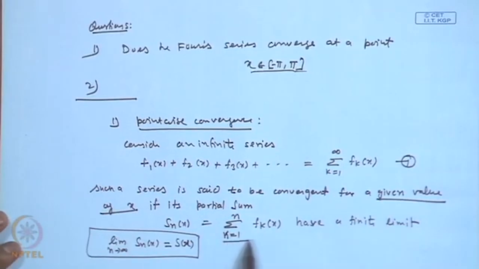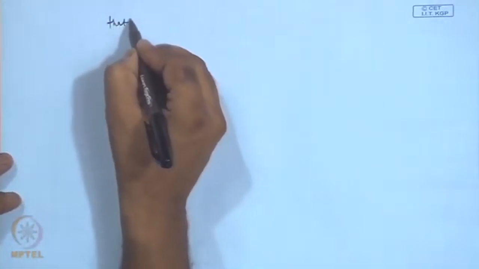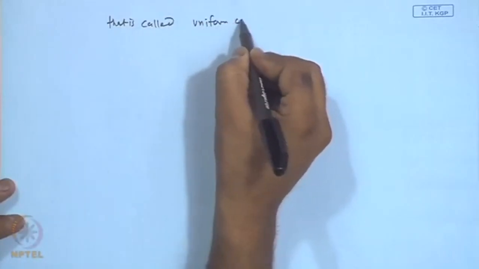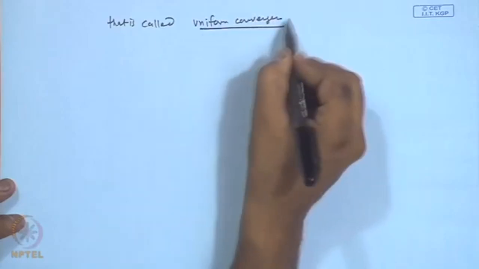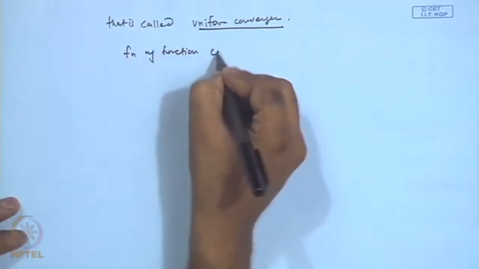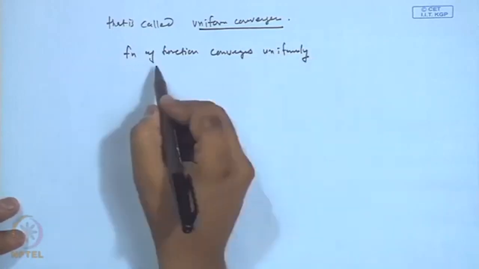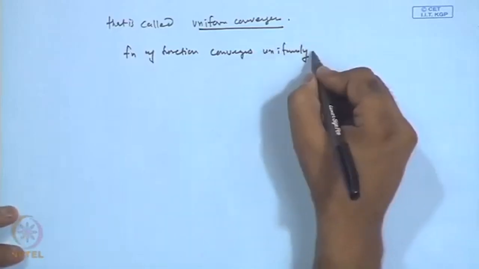So, if for a given value of x the sequence of partial sums S_n(x) converges to some S(x), then we say that we have pointwise convergence, because it depends on a particular value of x. We have a stronger version of convergence, and that is called uniform convergence. In uniform convergence, a sequence f_n of functions converges uniformly.